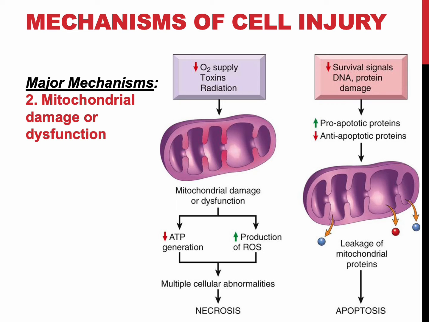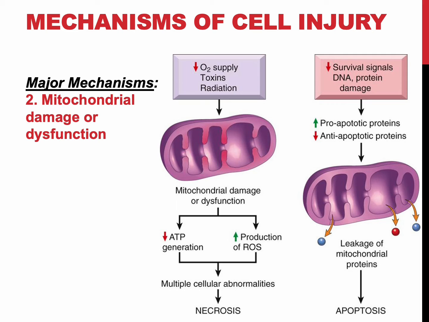The second major mechanism of cell injury is mitochondrial damage or dysfunction. So we've kind of already talked about that in the previous slide. For example, if you have decreased blood supply from an ischemia, or if you have toxin or radiation that affects the mitochondria, often what happens is, again, decreased ATP generation and increased production of reactive oxygen species, which again leads to these cellular abnormalities I've previously talked about, eventually leading to necrosis. So if you have this type of injury, decreased O2 supply, toxin or radiation, you often have necrosis of the cell due to that mitochondrial damage.